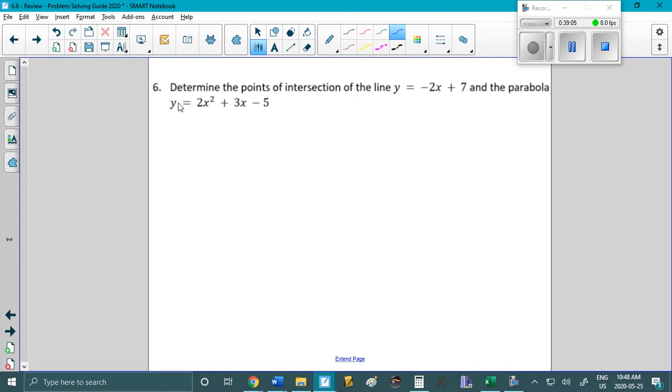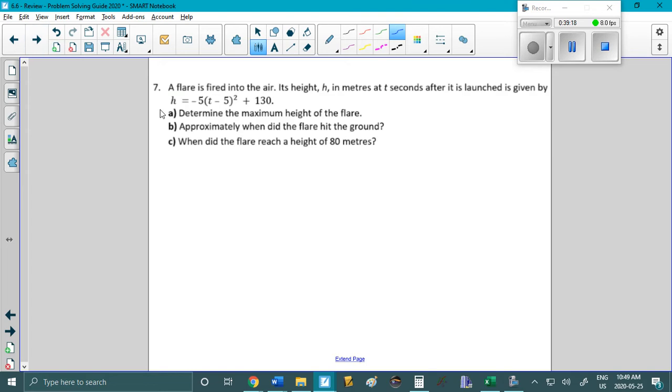The points of intersection. So we want to know when this y and this y are the same. So we set them equal. Get everything to one side and solve. Max height, oh, that's easy. When did it hit the ground? Find the zeros. When did it reach a height of 80? Set h equal to 80 right here. Bring it over and solve. Okay.